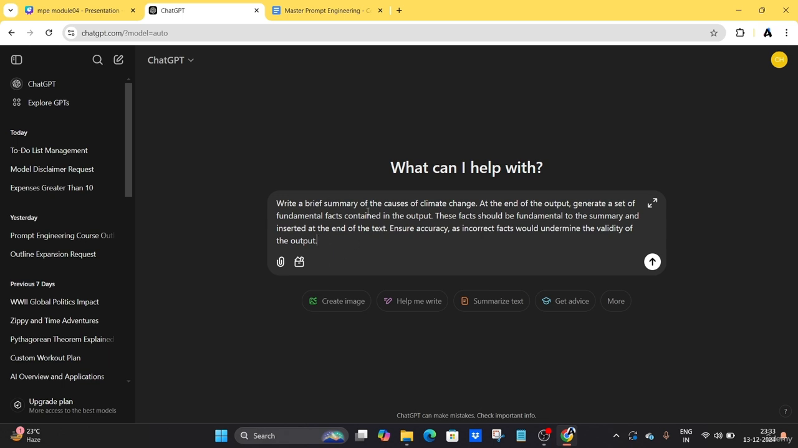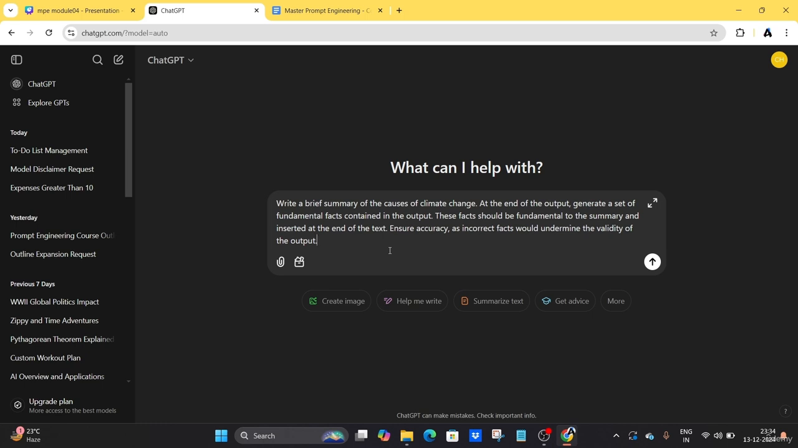You can see here, I just told the AI, write a brief summary of the causes of climate change. At the end of the output, generate a set of fundamental facts. Fundamental facts means the root of the output, contained in the output. These facts should be fundamental to the summary and inserted at the end of the text. Ensure accuracy, as incorrect facts would undermine the validity of the output. So I am telling the AI that accuracy should be there in the output.